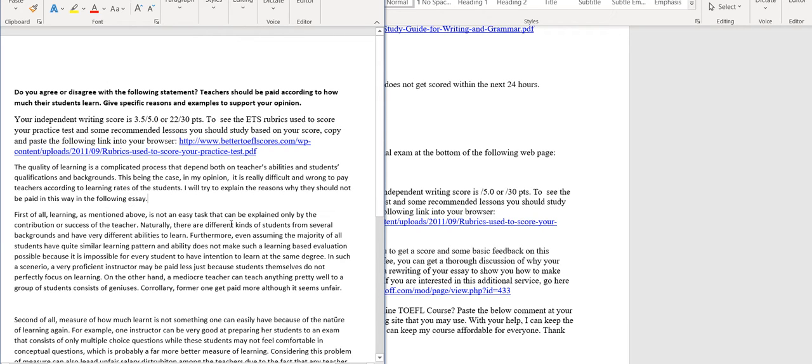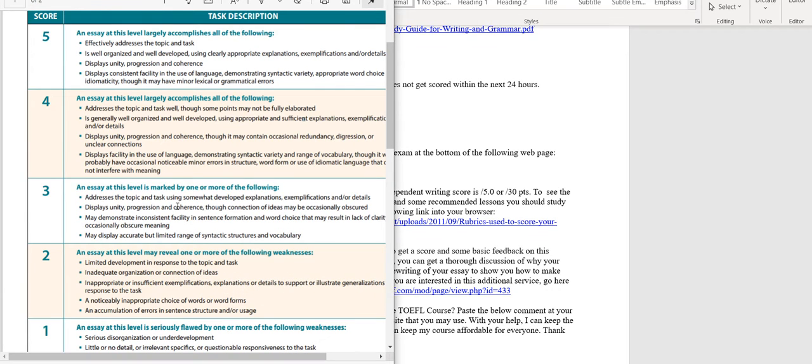And then within this paragraph, you talk about students that come from different backgrounds and have different abilities, which is an idea. Then you should give an example to illustrate that point. But you don't. You just move on to another idea. And you say it's impossible for every student to have intention to learn at the same degree. So you're saying, in addition, the motivation levels are different. This is a second point in this paragraph. Then you have a very proficient instructor must be paid less if they don't perfectly focus. Media can be paid very well. Okay, so you have at least two different reasons within that paragraph, but you don't give any specific examples to illustrate those points. And that's why I'm putting you in the 3 range here.